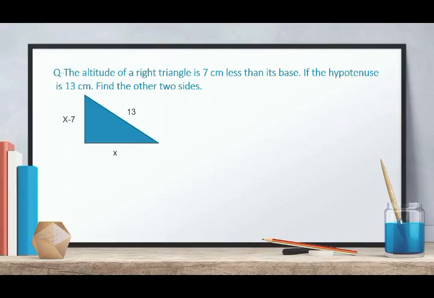Now using Pythagoras property. By Pythagoras, we know that p square plus b square is equal to h square. That is the square of the perpendicular plus base square is equal to the hypotenuse square. Now here, what is the perpendicular? That is x minus 7. Base is x and hypotenuse is 13. So on substituting these values, we get x minus 7 whole square plus x square is equal to 13 square.